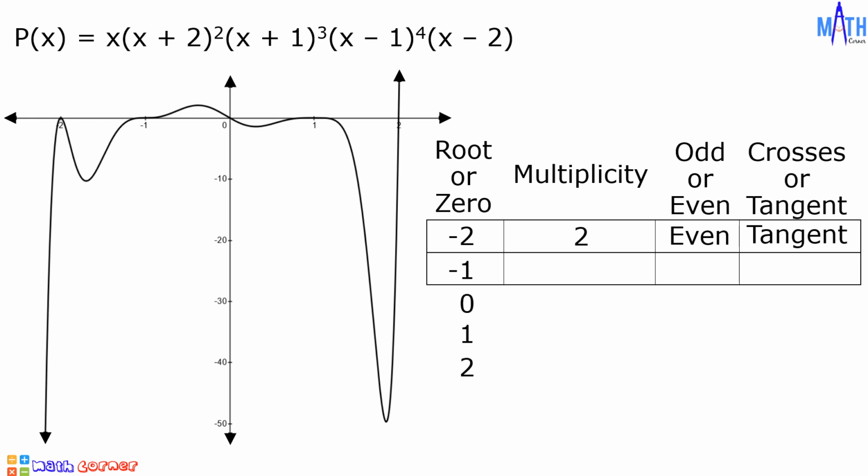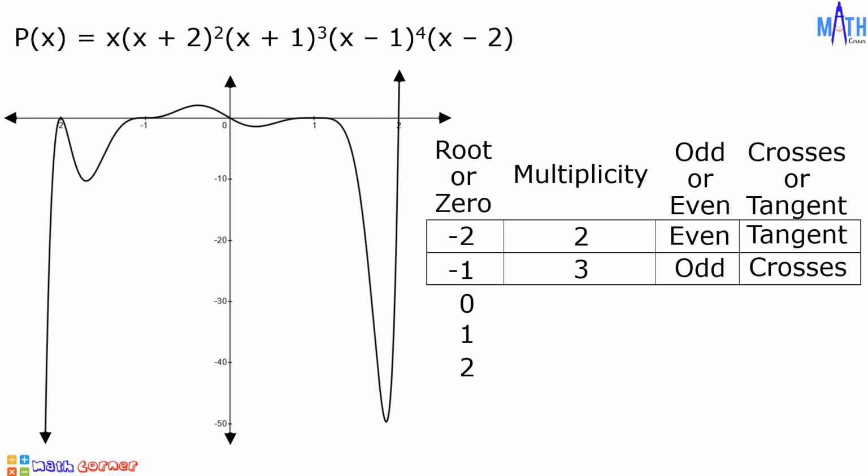Next is negative 1. The corresponding factor of negative 1 is x plus 1. X plus 1 appears thrice. The multiplicity is 3. It is odd multiplicity. The graph crosses at (-1, 0).